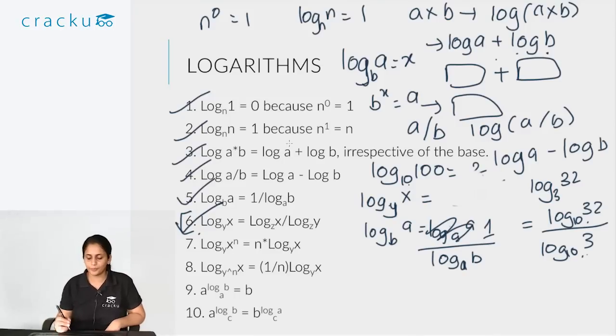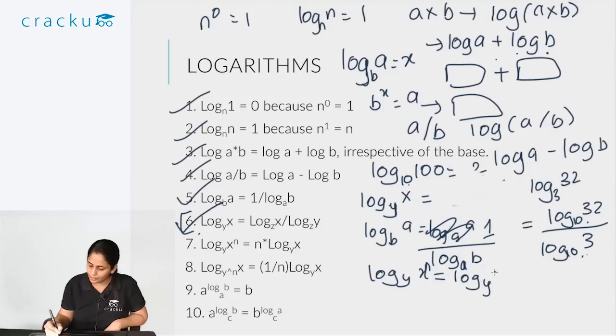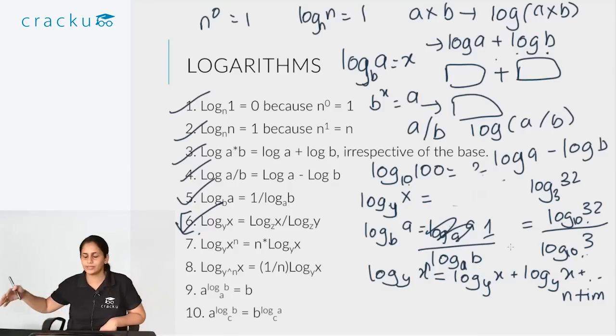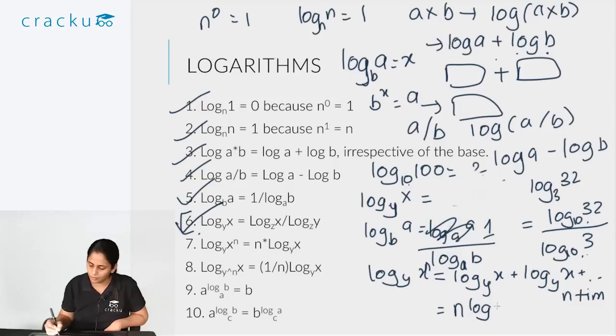Now, how do you infer this? If you remember the fact that log of a into b is log of a plus log of b, you can write log to the base y of x raised to n as log to the base y of x plus log to the base y of x, n times, because this is essentially a product inside. x raised to n is x into x into x, n times. So I can write this as a sum of n terms. So this is essentially n log of x to the base y. So from this value I can just infer this value.